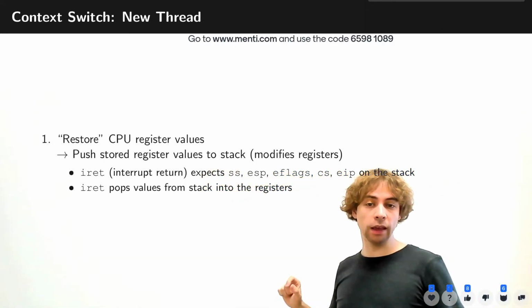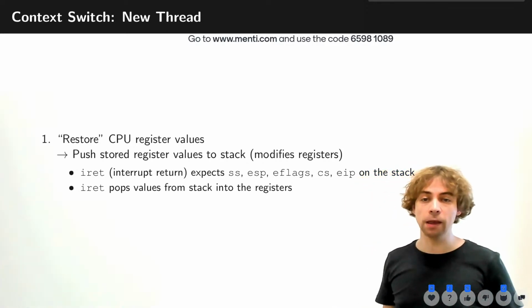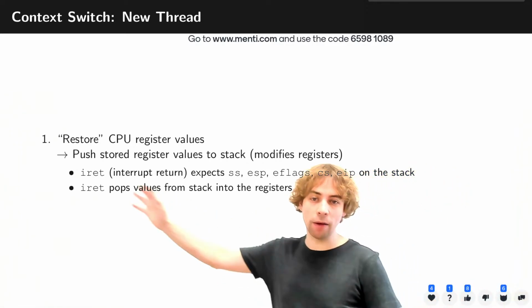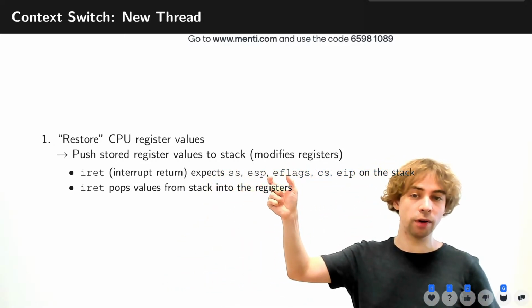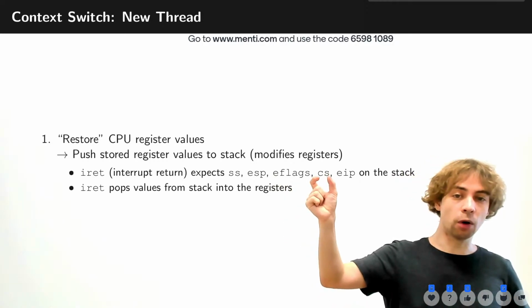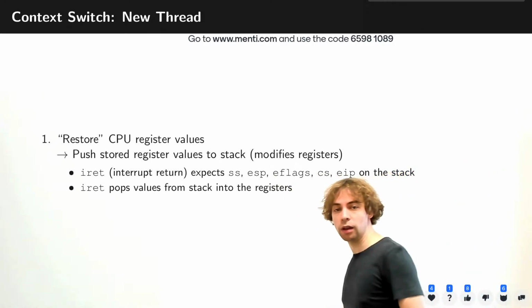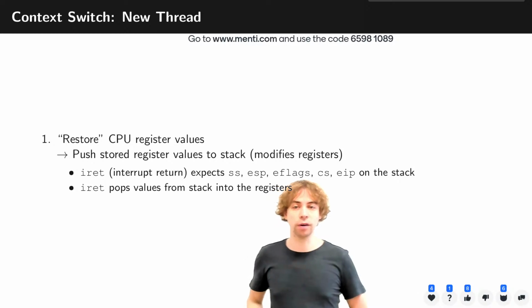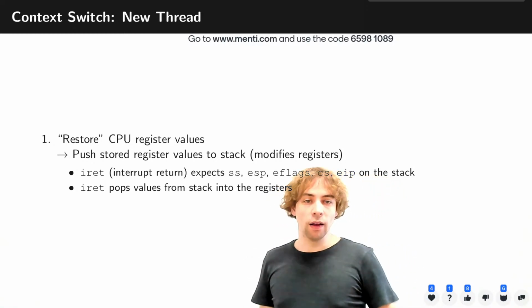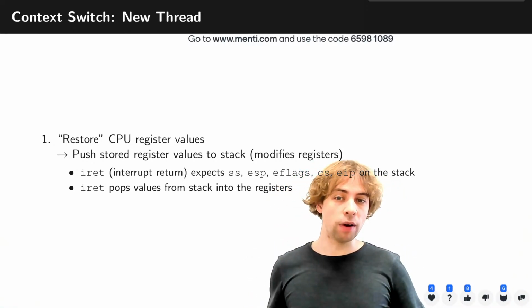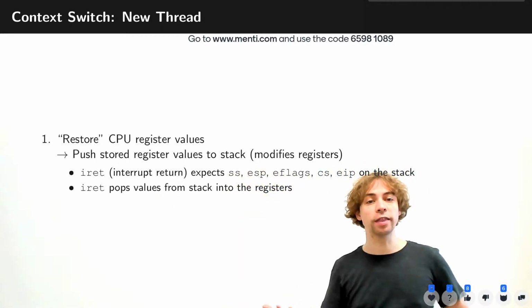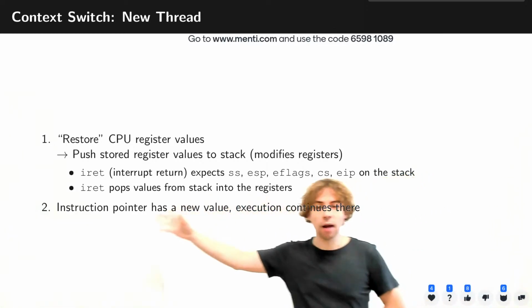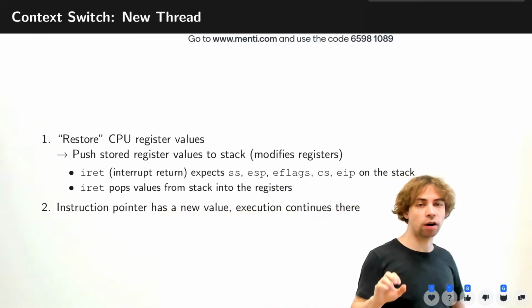ESP, eFlags, CS, and EIP. In 64-bit mode, it's the same. With IRETQ, then it's again the stack selector, RSP, the stack pointer, RFlags, the code selector, and then RIP for the 64-bit instruction pointer. Then IRET pops the register values, these ones, from the stack into the registers, and with that it changes the instruction pointer and we continue at this new instruction pointer. That's basically how we schedule a thread.